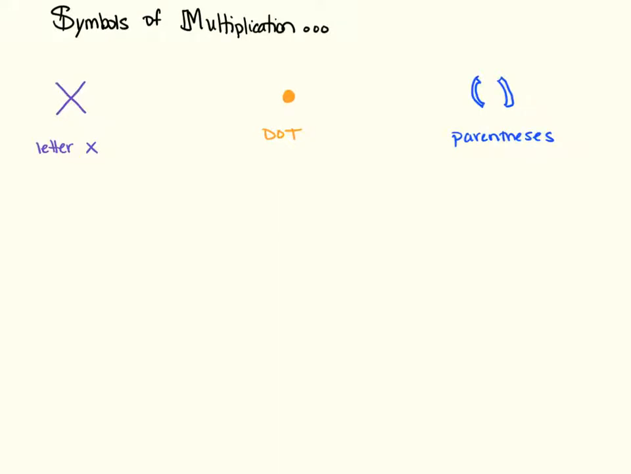First, let's show you the different symbols that are used for multiplication. We've got the letter X. You are used to using the letter X for such expressions like 3 times 4. This is what you are used to. But it looks like a letter.